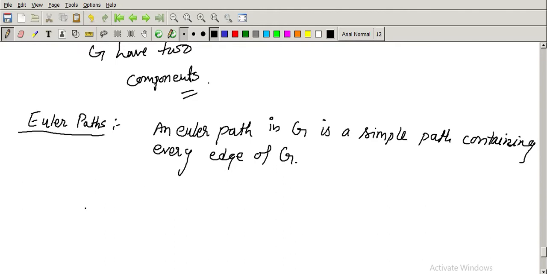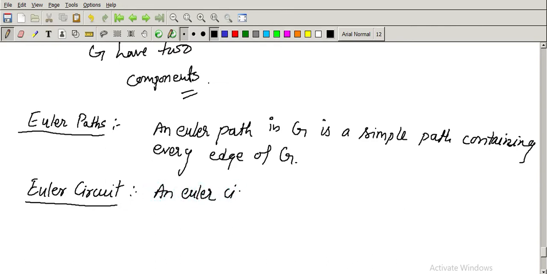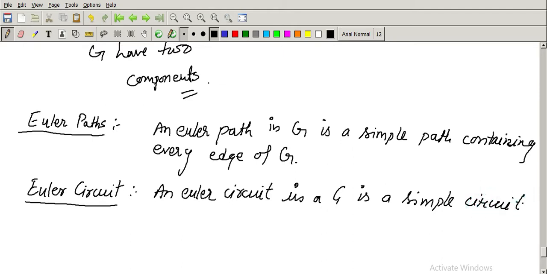And what is an Euler circuit? You know what a circuit is: the starting and ending vertex are the same. So it means there is a circuit. An Euler circuit in a graph G is a simple circuit containing every edge of G.